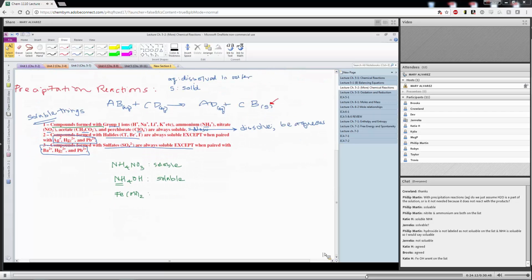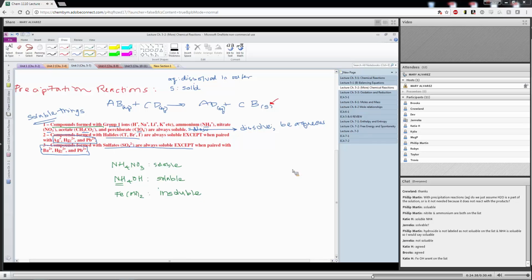Perfect. Kitty's exactly right. This is our list of things that are soluble. If I'm not on the list, I'm not soluble. So iron isn't on the list, and hydroxide is not on the list. Since neither are on the list, we're going to make a good guess that this is insoluble, and that would be a solid. Okay, I think you guys can do this.